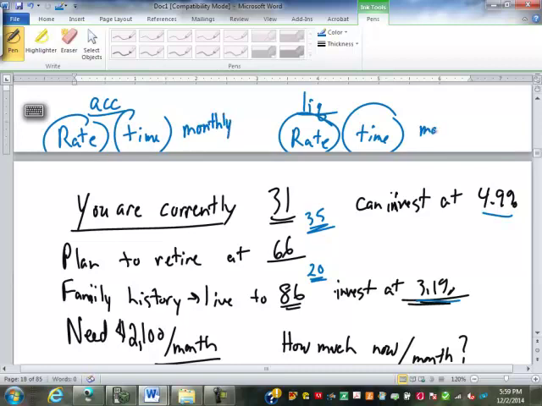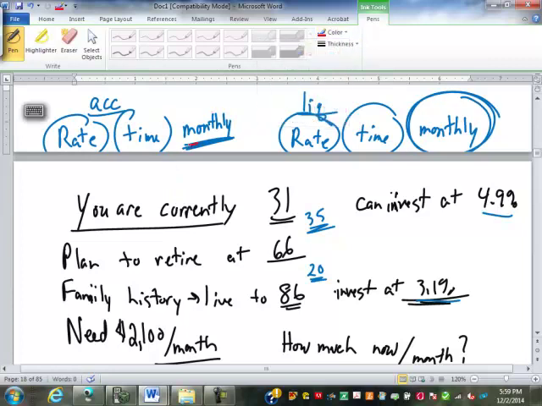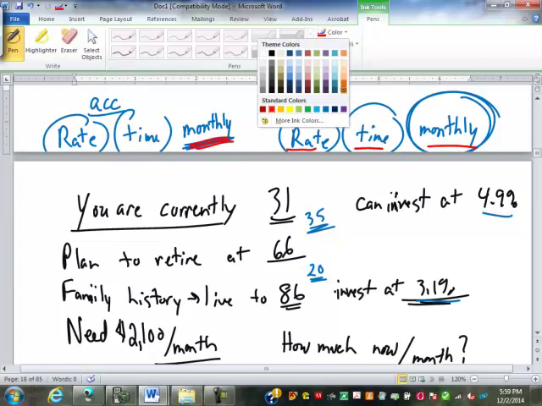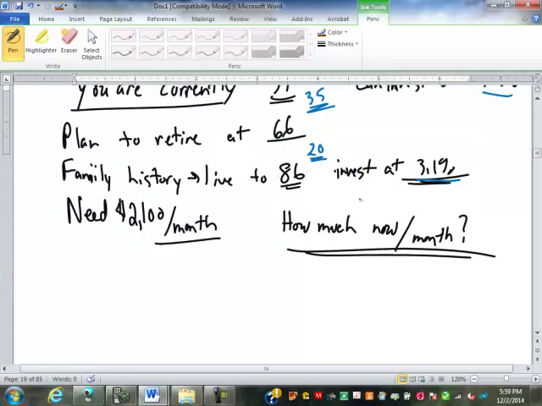Then we need to know the monthly amount. For the liquidation, we know what we want that to be. Accumulation, we do not. So we cannot start with the accumulation because we don't know that monthly amount. We have to start with the one that we know all three: rate, time, and amount. So we're starting from death, basically, and working backwards. So we're going to start from death and go back to retirement at 66.